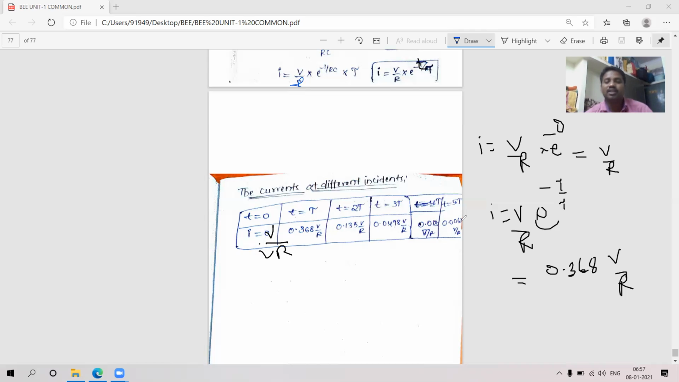As the t value increases, the current is almost approaching 0. The current is exponentially decaying, which means it is approaching 0. That means the capacitor acts as an open circuit in the final condition.